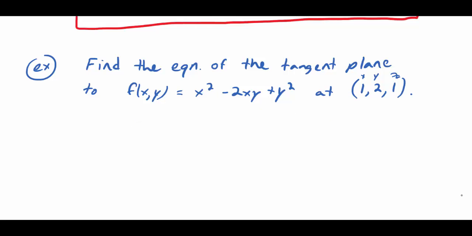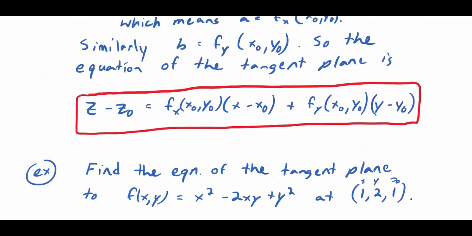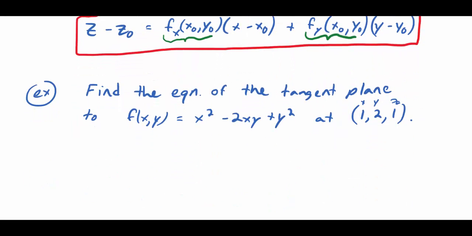Okay, in order to find the tangent plane, the formula tells you what you need. You need the partials. And by the way, from now on, if you're not sure what to find, the partials, you'll get partial credit. All right. Yeah, I know. Sorry.